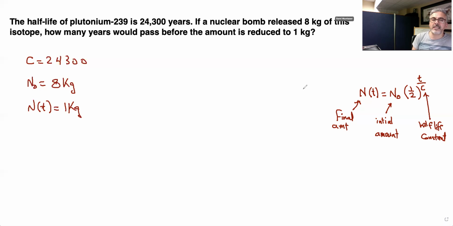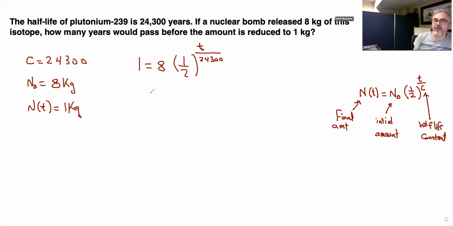So to solve this, you're just going to plug in everything in this equation right here. So now we want 1 kilogram. This is the final. The initial is 8 kilograms, times half to the power of T, which is what we're trying to find, how many years for 8 kilograms to become 1 kilogram, over C, which is the 24,300 years. That's the half-life constant for this substance.